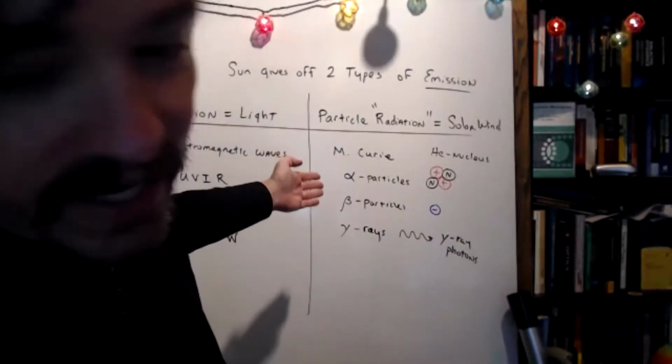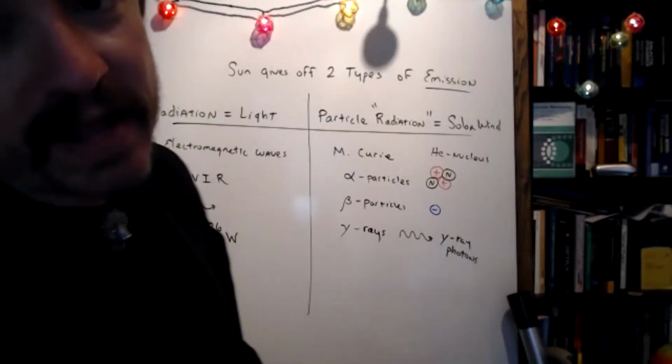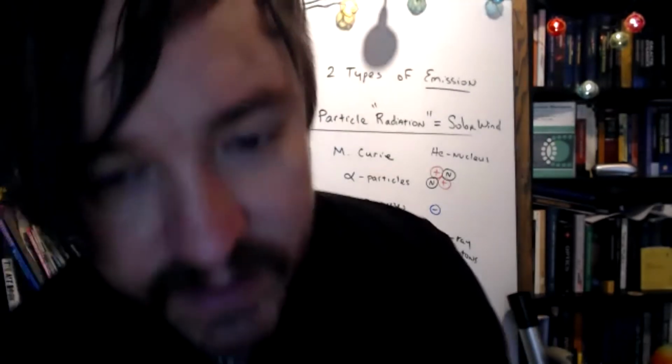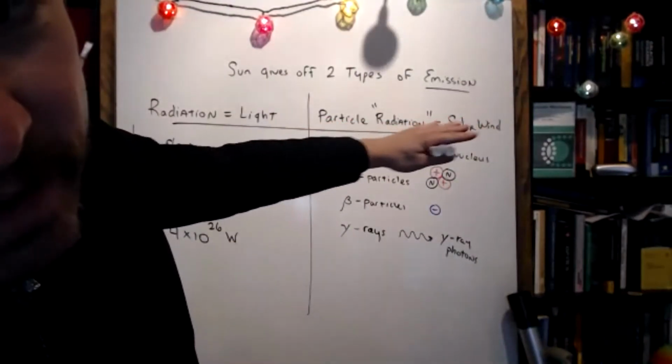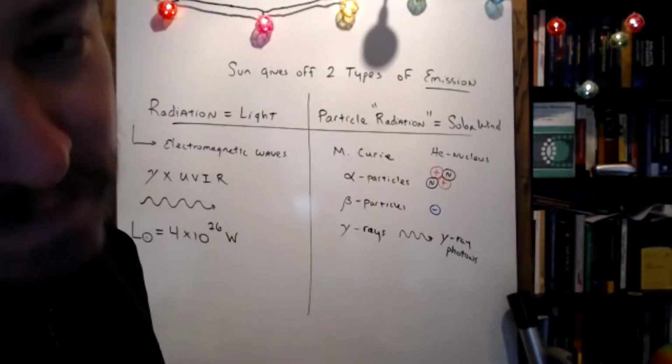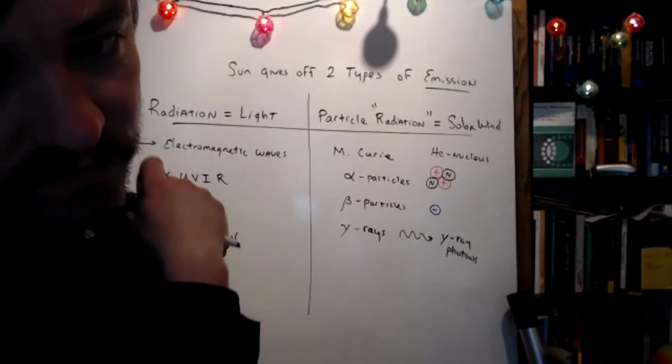These types of radiation turned out to not entirely be electromagnetic radiation. These are particle radiations. Yes, she is. Now, the sun gives off a type of particle radiation related to Madame Curie's radiation.